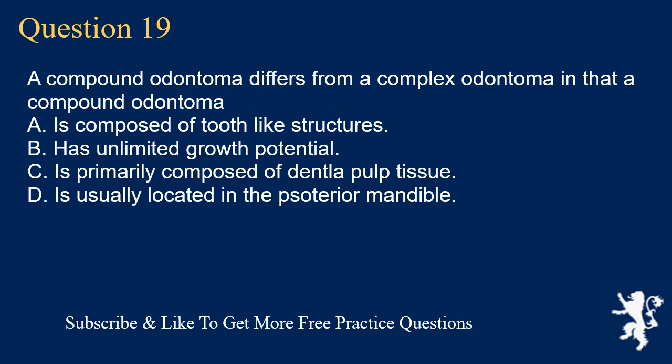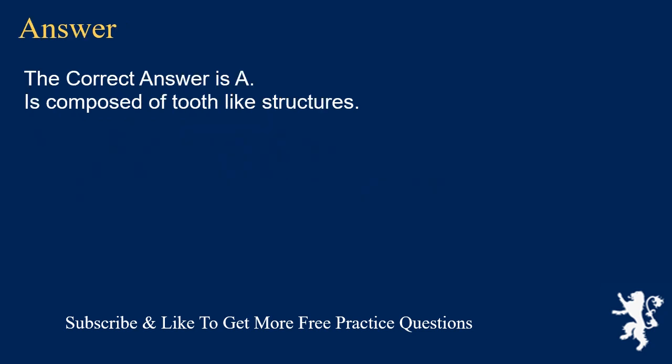Question 19. A compound odontoma differs from a complex odontoma in that a compound odontoma A. is composed of tooth-like structures. B. has unlimited growth potential. C. is primarily composed of dental pulp tissue. D. is usually located in the posterior mandible. The correct answer is A. is composed of tooth-like structures.